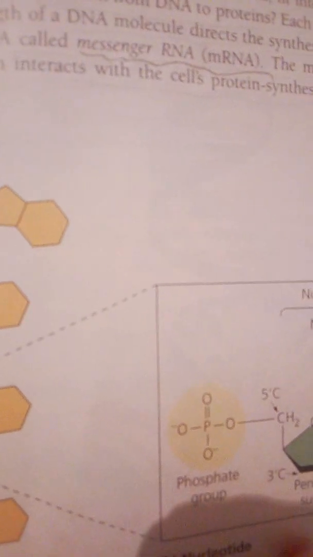a pentose, a 5-carbon sugar, notice that, a pentose, and a phosphate group, notice, a phosphate group. The portion of this unit without the phosphate group is called a nucleoside. Notice that, a nucleoside is without a phosphate group.